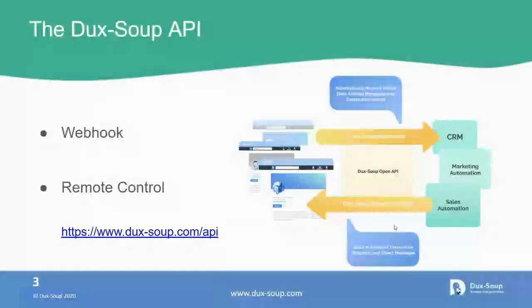With the DuxSoup remote control, you can control activity in LinkedIn from any other system that you use for managing your marketing and sales activity. So as an example, you can trigger the sending of a connection request, also including a personalized message, to a specific profile in LinkedIn from another platform. Activities that are supported include viewing a profile, sending an invitation to a profile, and indeed messaging a first degree connection in LinkedIn.